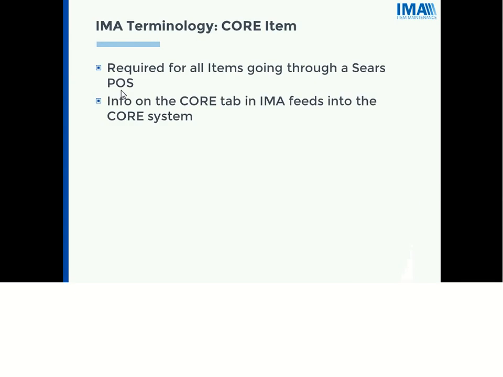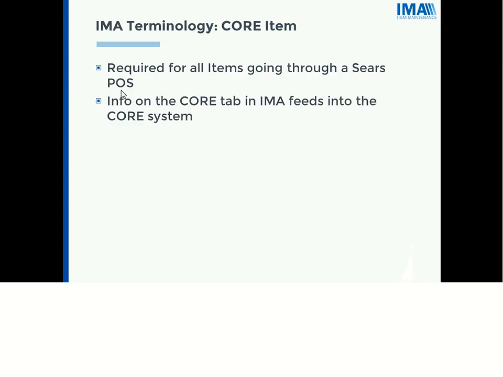So moving on to core item. This is used on the Sears side. It's required for all items going through a Sears point of sale. Now before Sears and Kmart came together, Sears had a system called Core, and it is basically the legacy system for item setup on the Sears side. So when SHC and Sears combined, they didn't get rid of it. It's still there. It's still being used. But they did create IMA to consolidate item setup into one system.